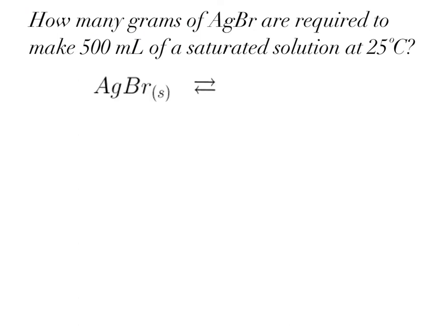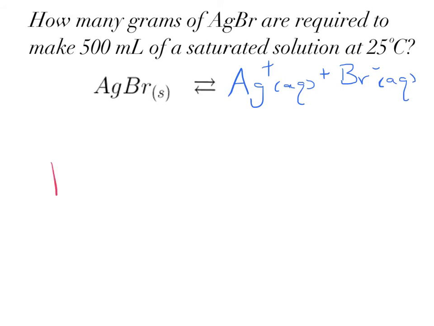Alright, next problem. How many grams of AgBr are required to make 500 milliliters of a saturated solution at 25 degrees? And they've given us the beginning half of that equation. So AgBr solid should make Ag plus aqueous and Br minus aqueous. Hopefully as you were working this problem it looked really familiar, because this is the same exact example as we had on number 5. So I'm going to go through it kind of quickly now, but if you need a refresher, just go back and watch the video for how I worked out number 5.